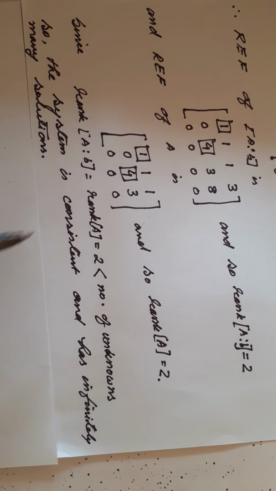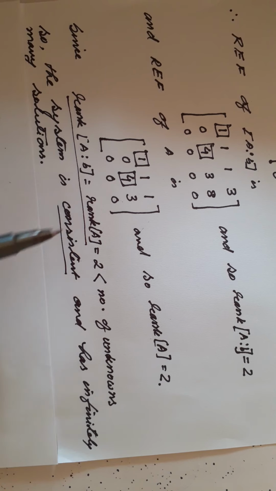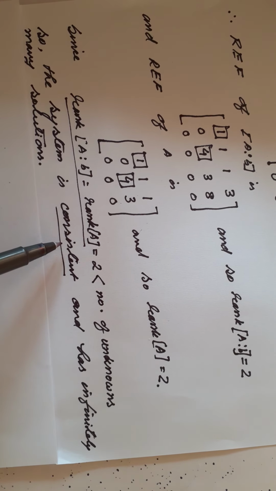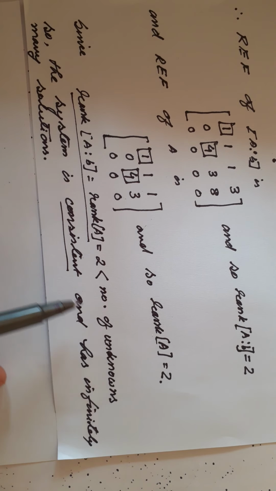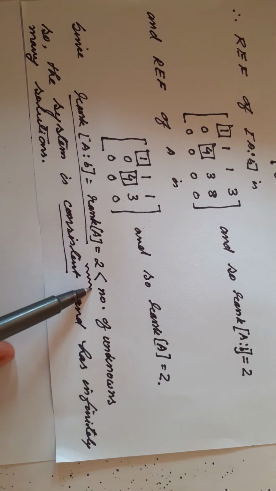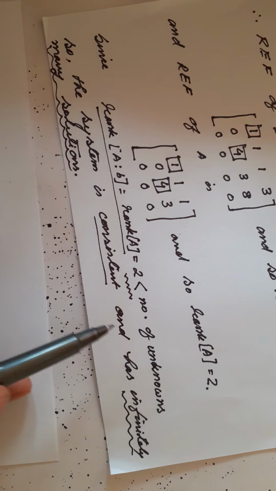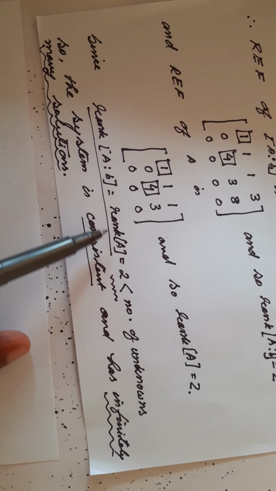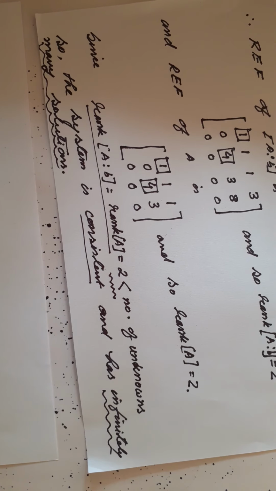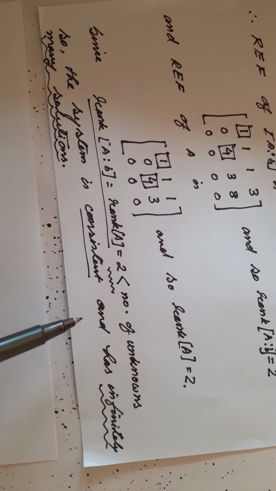Consistent comes from the fact that rank of AB and rank of A are equal. This is enough to claim that the system is consistent, meaning it has a solution, and has infinitely many solutions because the rank is less than the number of unknowns. Now how to get the infinitely many solutions, we will see.